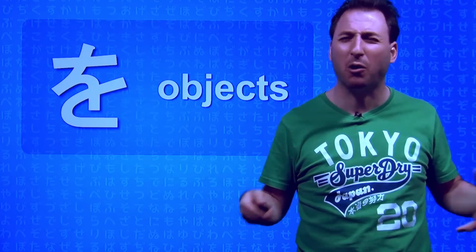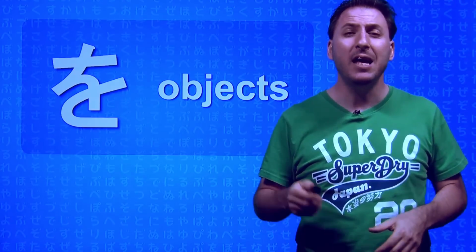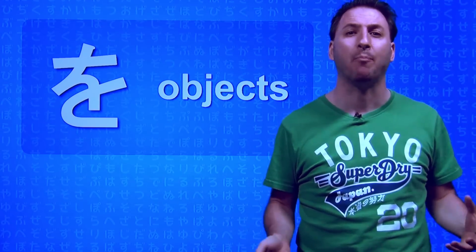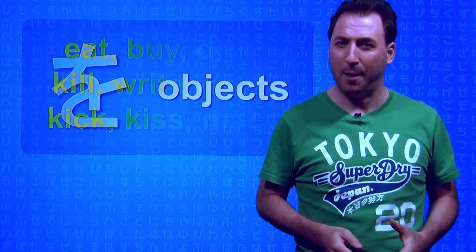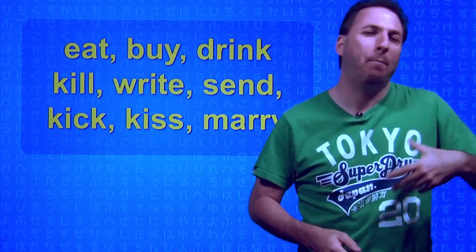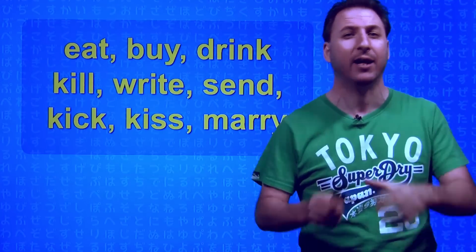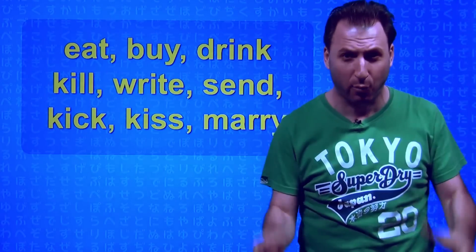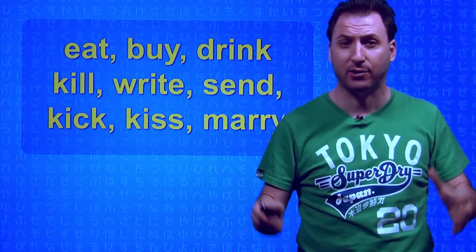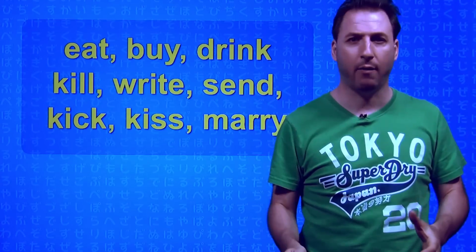What does an object marker or object particle do? It marks the thing that is having something done to it. For example, you're eating it, you're buying it, you're drinking it, you're killing it, you're riding it, you're sending it, you're kicking it, you're kissing it, you're marrying it. All those things, please don't do that to your wife. Please don't kick her and kiss her and then marry her. Or the other way around even, okay?